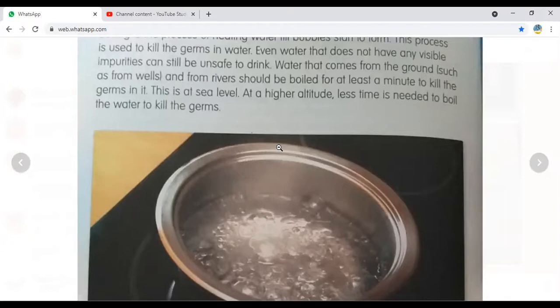Clear? I hope you have got clarity. Directly, you can use the sun, you can use solar. Nowadays, solar heat is also being used. It is also one type of natural method. Okay.